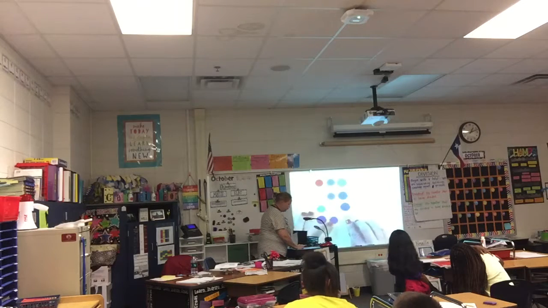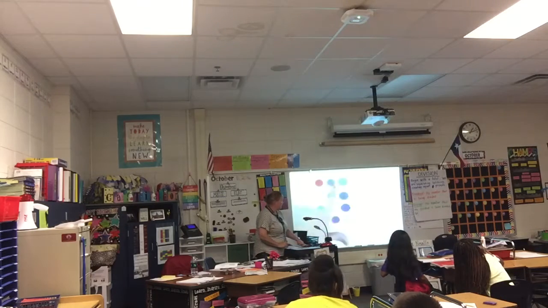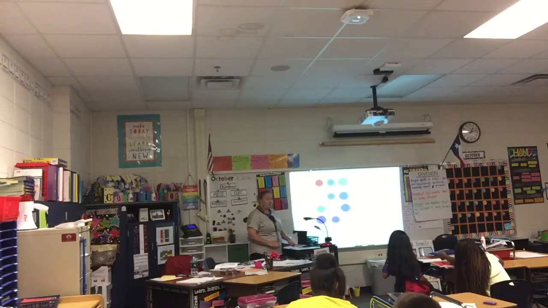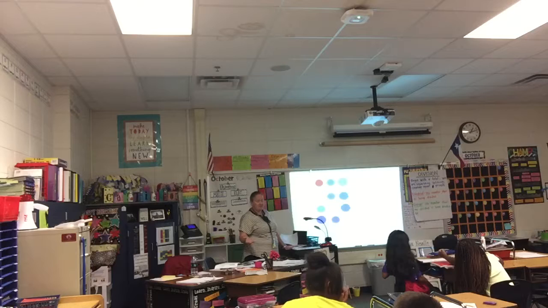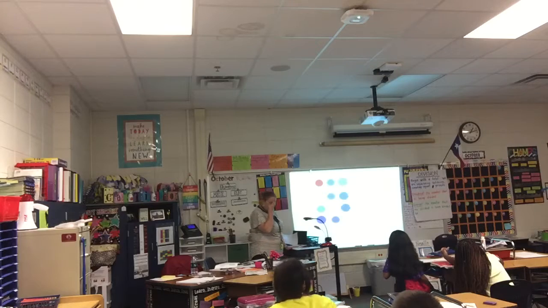What does this look like right here to you? An array. An array, we have the same in each row and the same in each column. We have 3 in each row, 4 in each column. So we just use an array to solve our division problem. Everybody understand that? Yes. See how we did that?